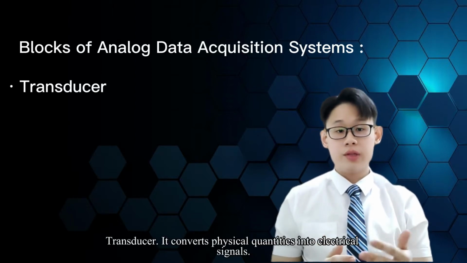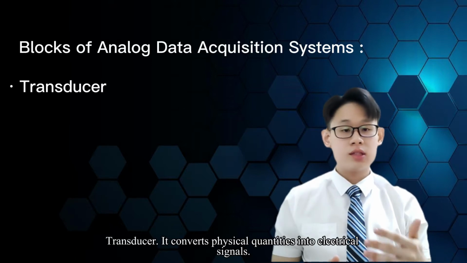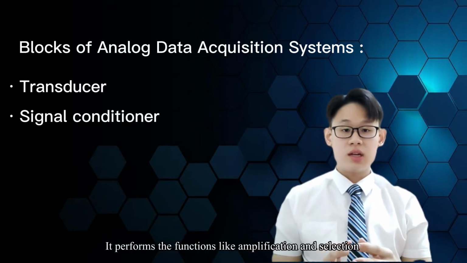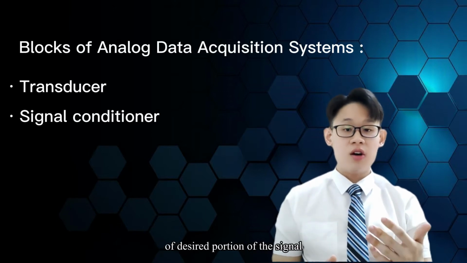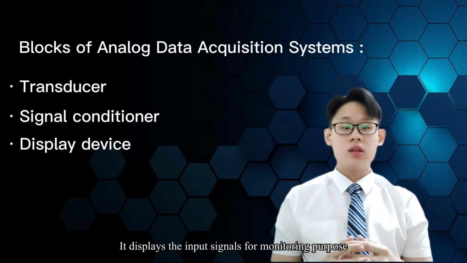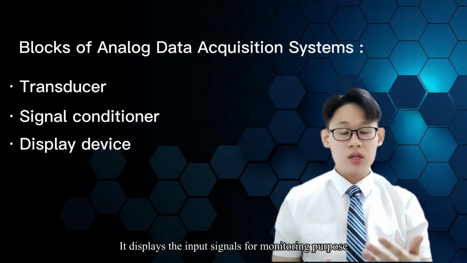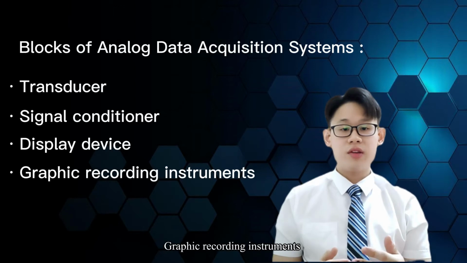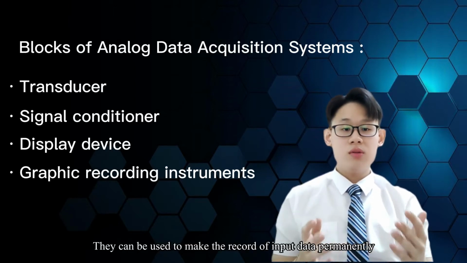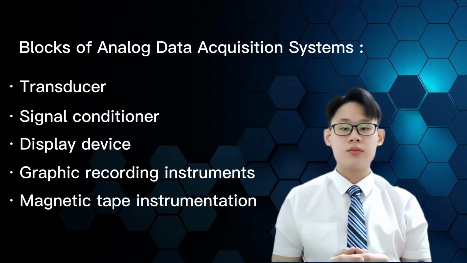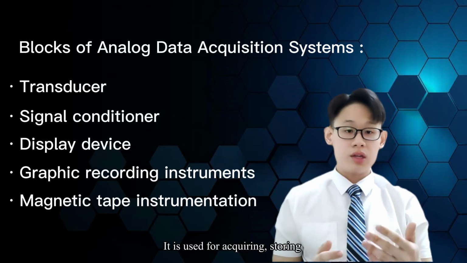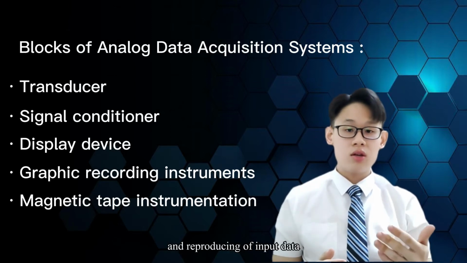Transducer, it converts physical quantities into electrical signals. Signal conditioner, it performs functions like amplification and selection of the desired portion of a signal. Display device, it displays the input signal for monitoring purposes. Graphic recording instruments, they can be used to make a permanent record of input data. Magnetic tape instrumentation, it is used for acquiring, storing, and reproducing input data.